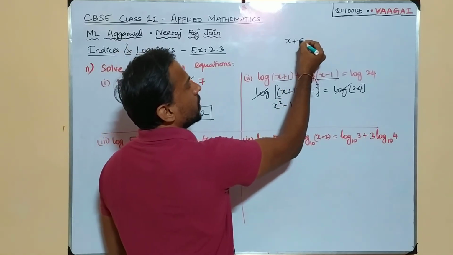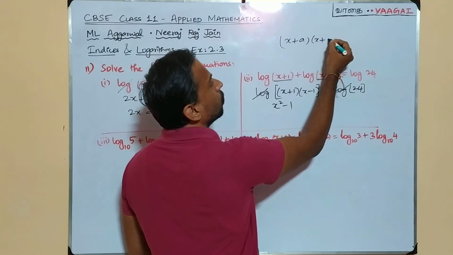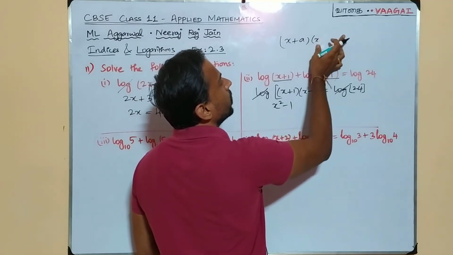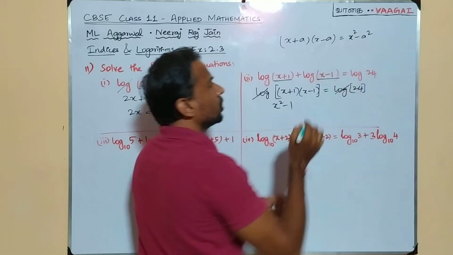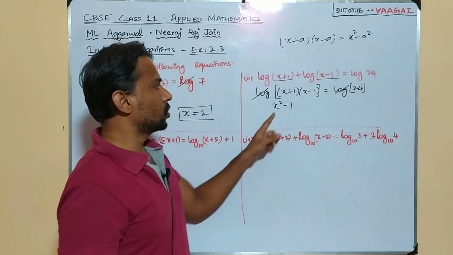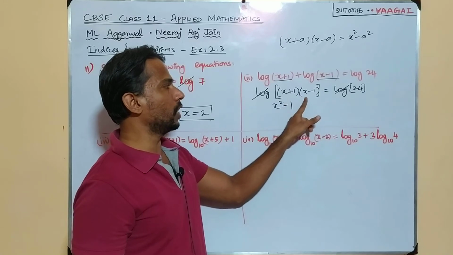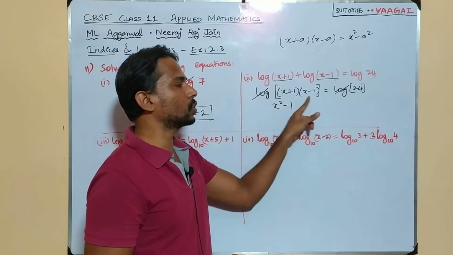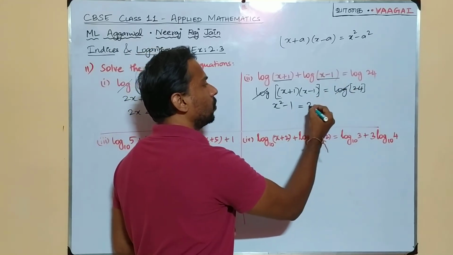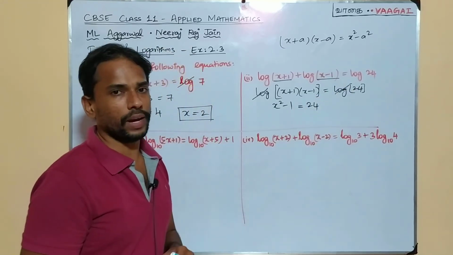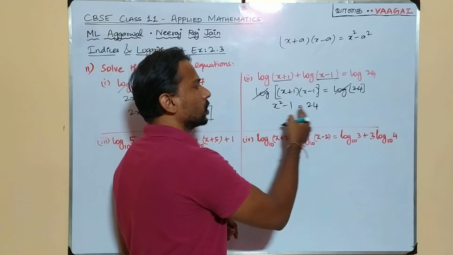So x plus a into x minus a will be equal to what? x plus a into x minus a will be nothing but x square minus a square. Is it or not? This identity we would have used. So here if you use it, x plus 1 into x minus 1 will be nothing but x square minus 1 square, and that's x square minus 1. So this is equal to, on the right hand side, 24. That's it. Okay. Fine. Now we have x square minus 1 is 24.